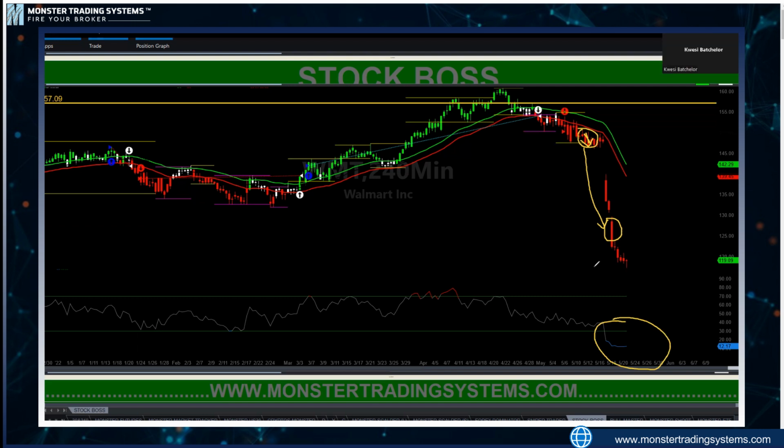I'm trying to pull up my chart, but we're essentially looking for the buyers to come back in again. I'm trying to pull up the phase. I apologize.